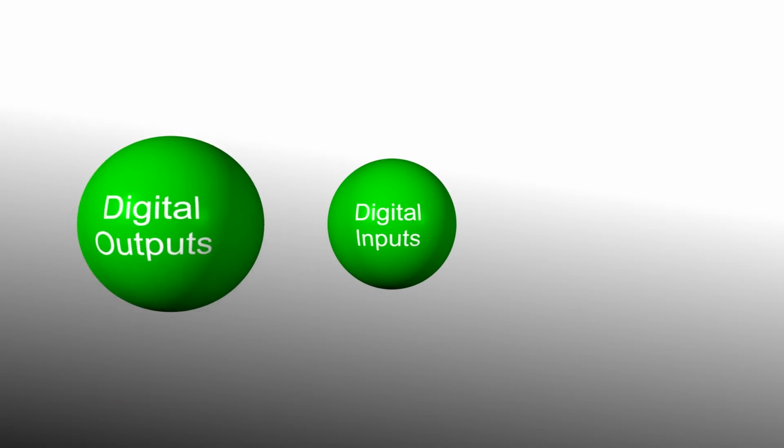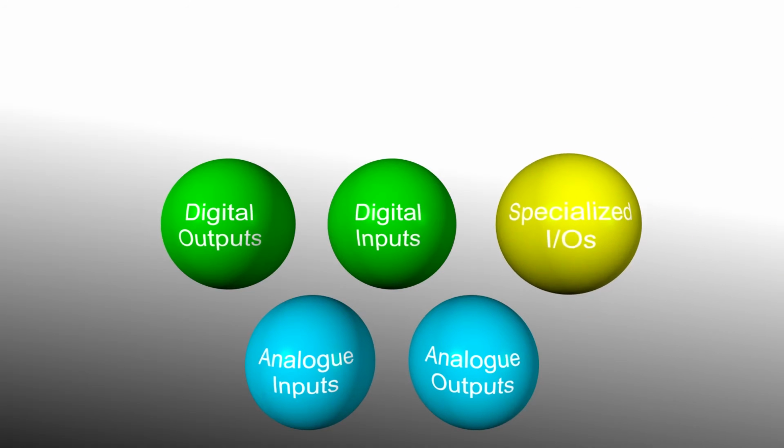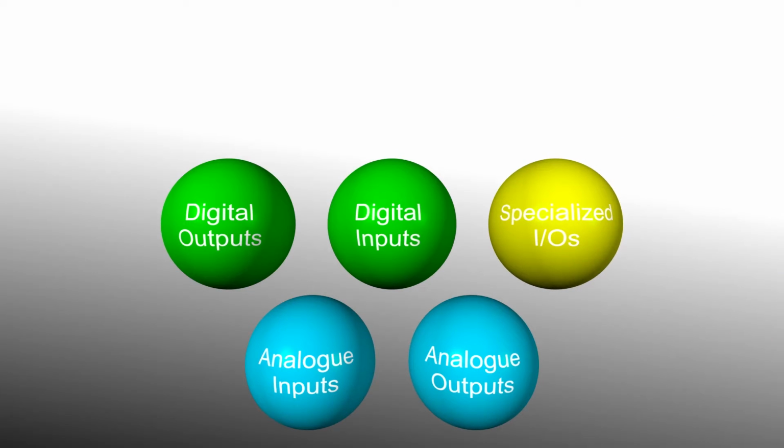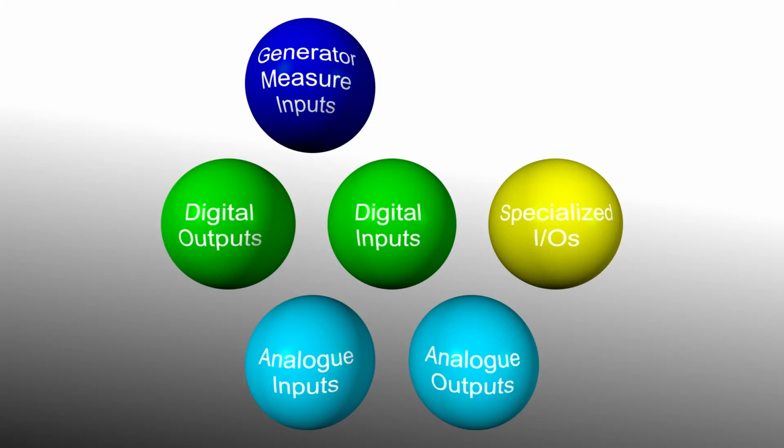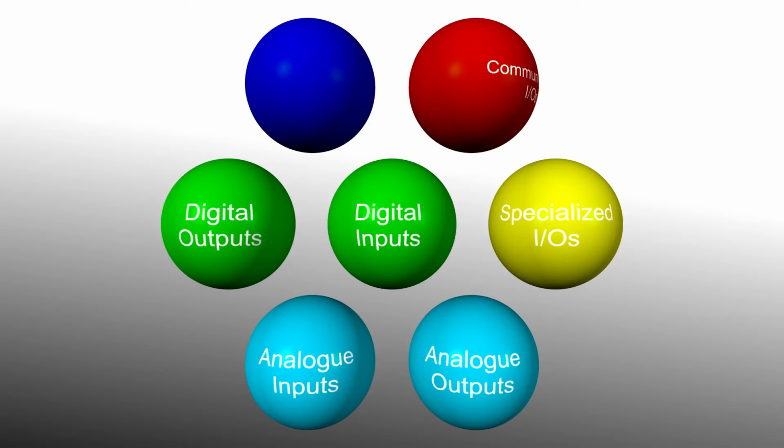Digital input, digital output, analog input, analog output, specialized digital input-outputs, generator measures and communication interfaces. In this tutorial, we are not going to cover the generator measure interface and the communication interfaces. Moreover, since GC315 doesn't have any analog outputs, we'll take into account the remaining 4 categories. But let's start our tour.